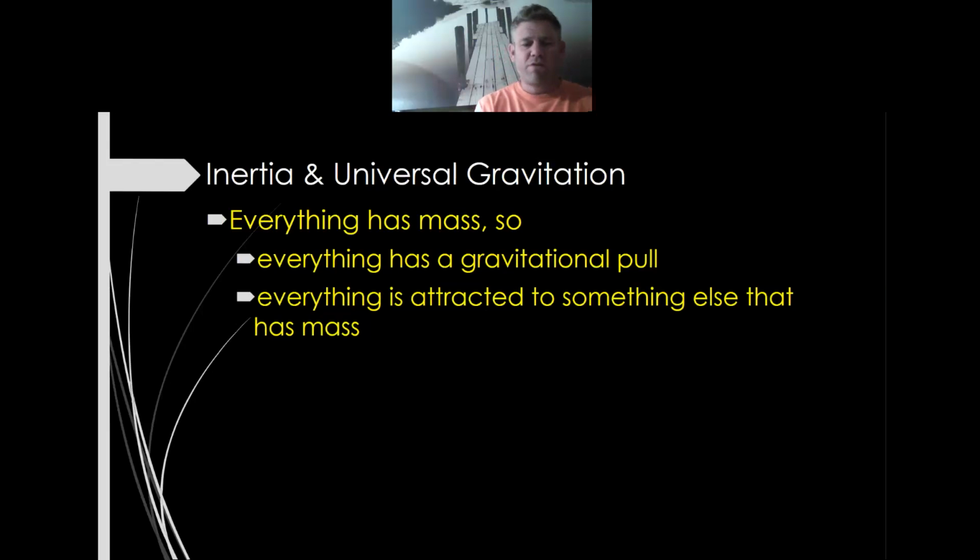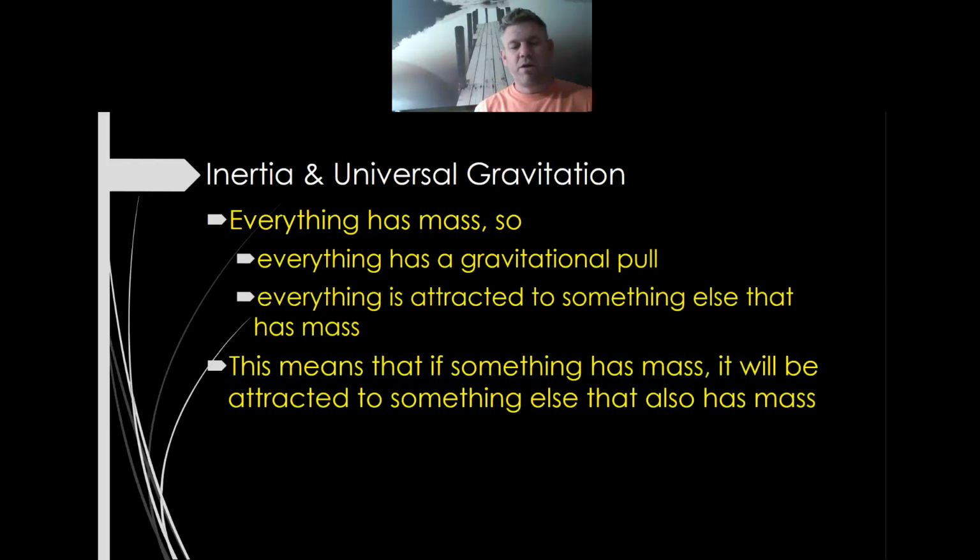So everything is attracted to something else that has mass. That's a big deal. Now, is that gravitational force large? No, not necessarily, right? For us with the Earth, because the Earth is so incredibly massive, guess what? We feel that gravitational force. That's our weight, right? So when we look at how everything is attracted to each other, this becomes something dynamic for us. This means that if something has mass, it will be attracted to something else that has mass.